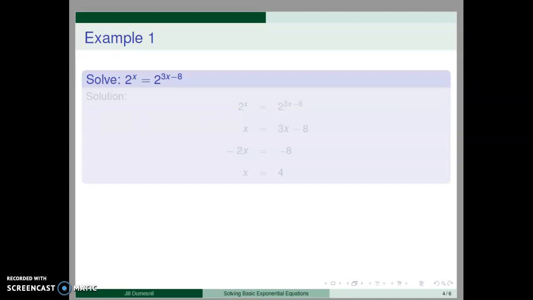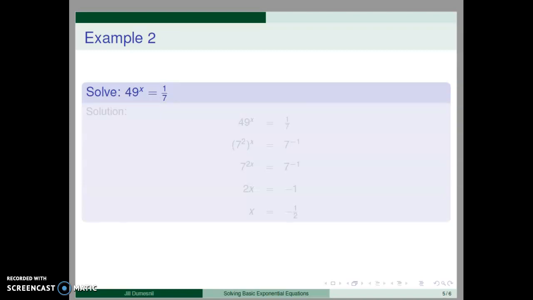First, let's solve the equation 2 to the x equals 2 to the power of 3x minus 8. We start with the given equation and note that we have equal exponential expressions with equal bases. Therefore, the exponents must also be equal. We can solve this linear equation for x. Subtract 3x from both sides, and then divide by negative 2. We get that x equals 4 is a solution to our equation.